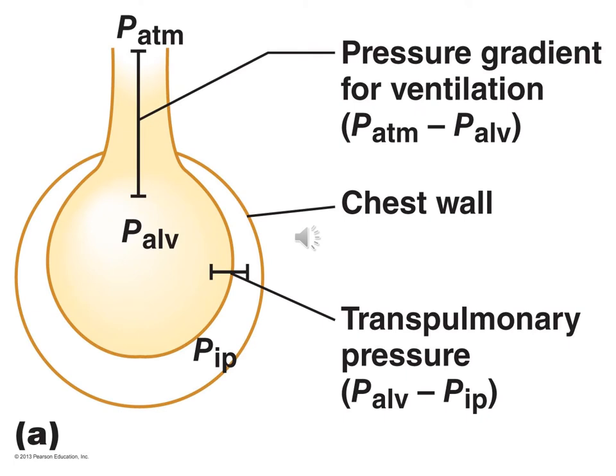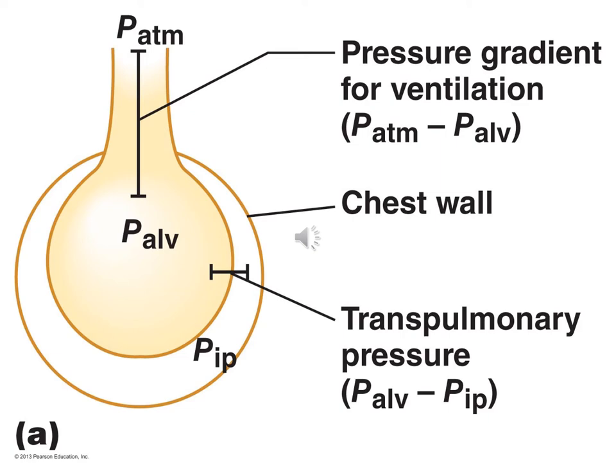Now, in this graphic, you have the representation. On the top, when you read PATM, it is the atmospheric pressure. Now inside the balloon, the yellow balloon, you have the alveolar pressure. You also have a space between the balloon and the exterior wall, that is specifically the intrapleural pressure. You have another word, that is transpulmonary pressure.